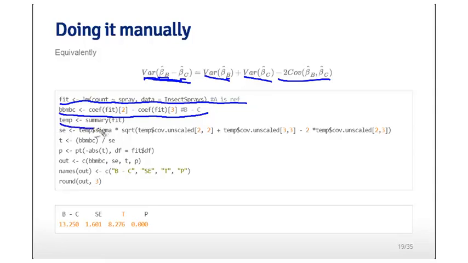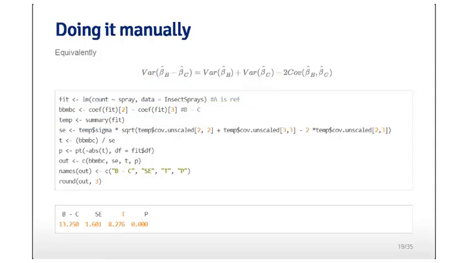And then let me just take the summary of that fitted model and assign it to a variable. And then what I want to get is the standard error of that comparison. So that is this term here, this is this term, and then minus twice the covariance is that term.